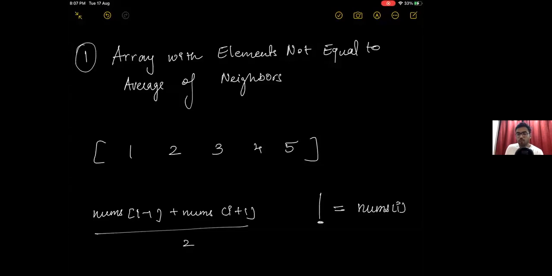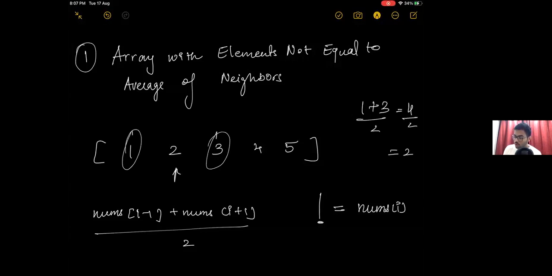Hi guys, so today we'll be solving this problem called array with elements not equal to average of neighbors. In this problem, we've been given an array and we need to ensure that every element is not an average of its neighbors. Suppose we take 2, now 2's neighbors are 1 and 3. If we do (1 plus 3) by 2, which is 4 by 2, which is 2. Now 2 is an element which is an average of its neighbors.